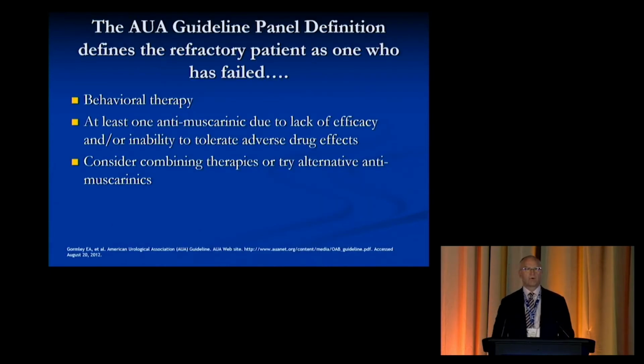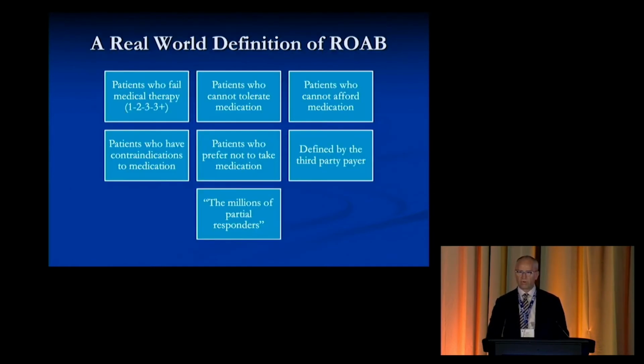It does have a boring definition. It's kind of vanilla. I live in Greensboro, kind of a vanilla town, but vanilla is okay. But this is the real world of refractory overactive bladder. You can read that slide, but there's just millions of people. You know, they're cycling through drugs. They don't tolerate them. They're too costly. So many people have refractory overactive bladder.